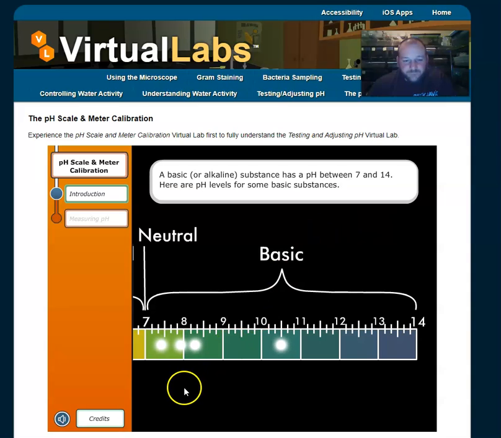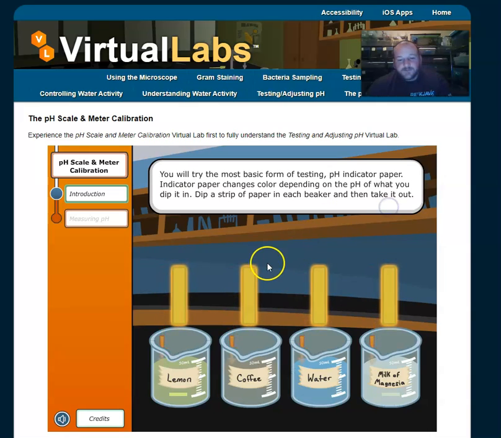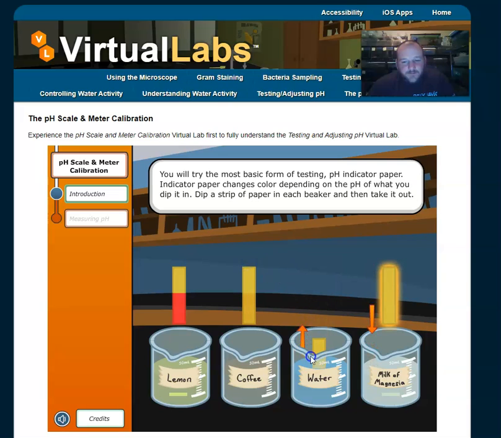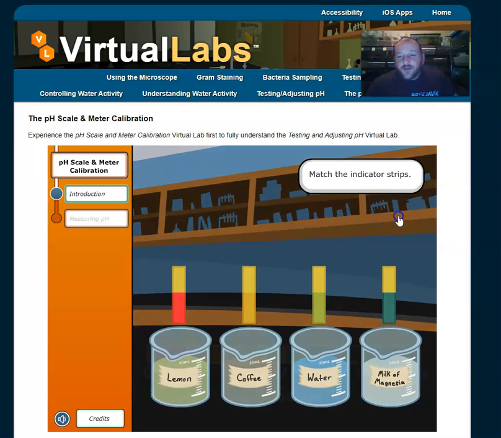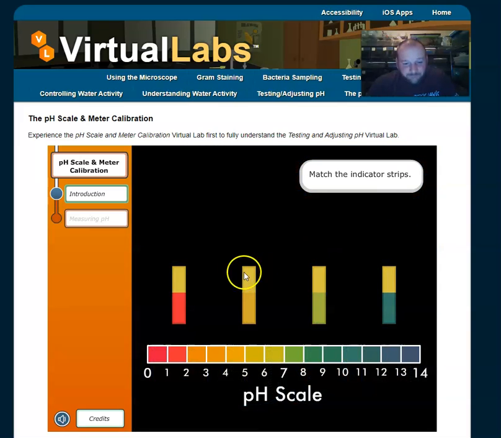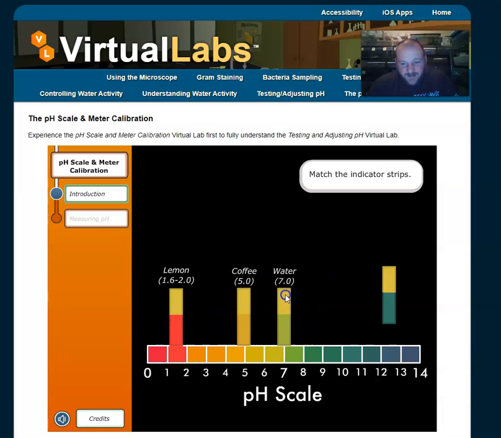A basic or alkaline substance has a pH between 7 and 14. Here are pH levels for some basic substances. You will try the most basic form of testing, pH indicator paper. Indicator paper changes color depending on the pH of what you dip it in. Dip a strip of paper in each beaker and then take it out. So I like this. I mean, it's working through the same stuff we might do in a normal lab. And here we go. We match them up. And it kind of clicks into place when you've done a good job, which certainly helps.